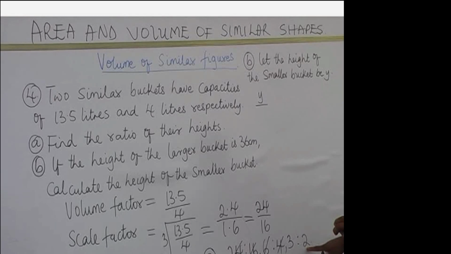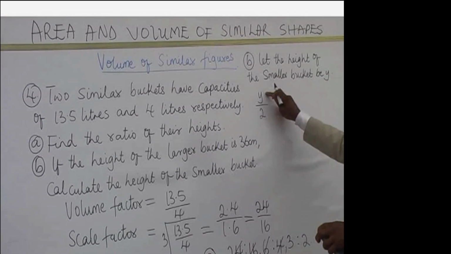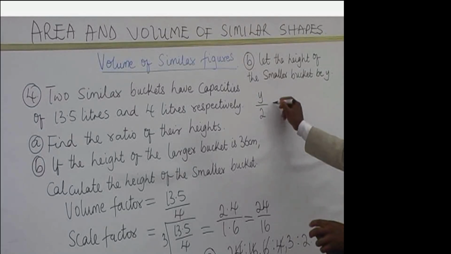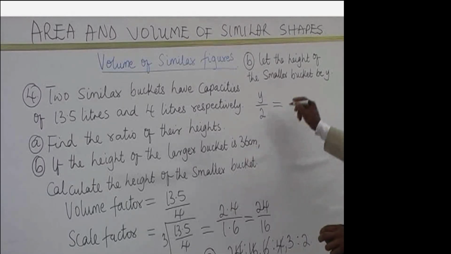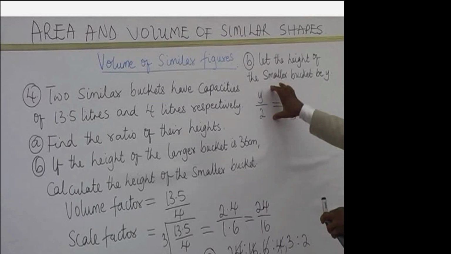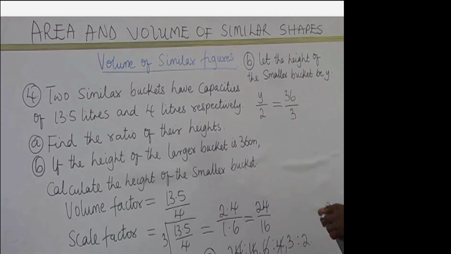2 is being represented in this scale factor, representing the small bucket. So you have to divide the height of the small bucket by what is representing it in the scale factor. And it's going to be equal to the height of the bigger bucket, which is 36, divided by what is representing the bigger bucket in the scale factor, which is 3. In this relationship now, we can find y, which is the height of the smaller bucket.